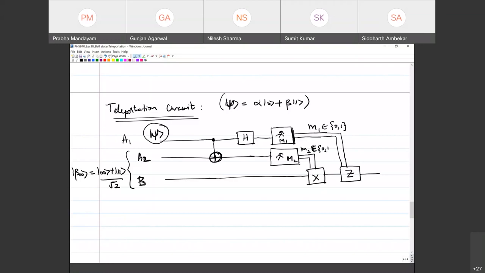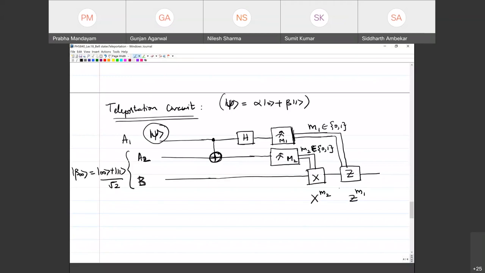Now, depending on M1 and M2, I'm going to apply X raised to M2 and Z raised to M1, right? Which simply means that if M1 is 1, then Z gets applied. If M1 is 0, Z doesn't get applied, and vice versa.